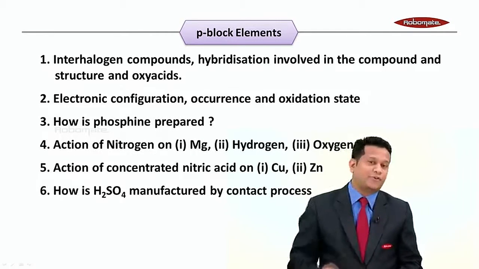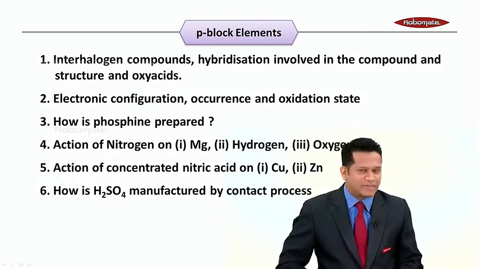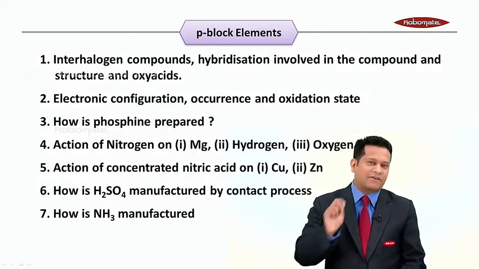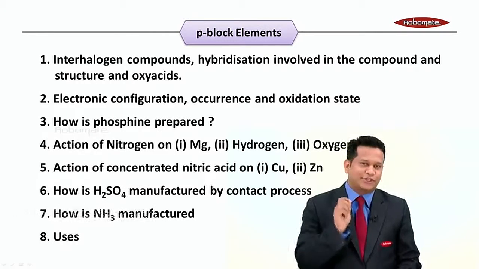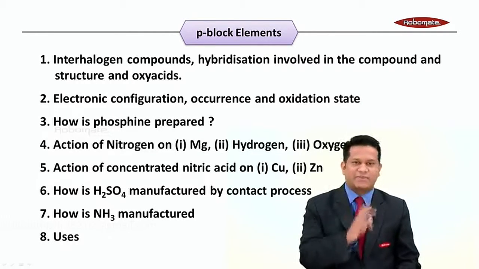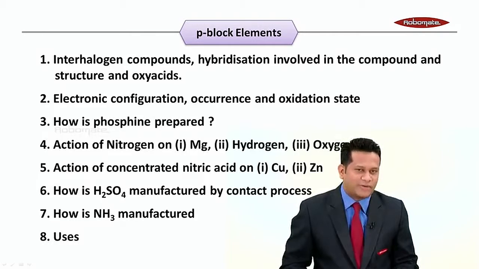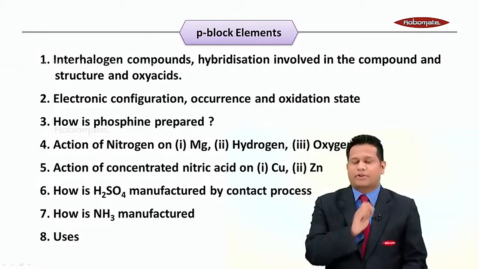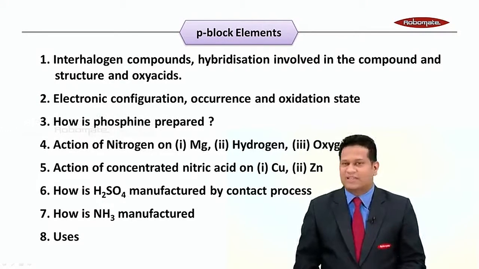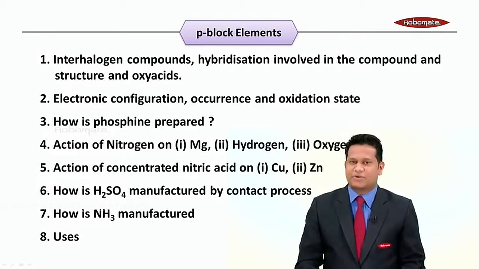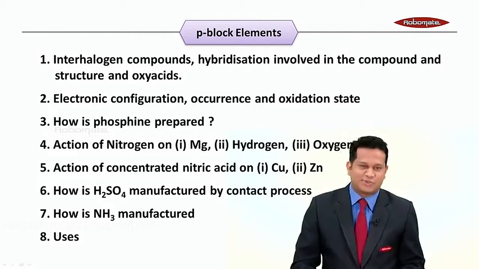how is H2SO4 manufactured by contact process, followed by how is ammonia manufactured, and followed by the uses of the elements in P block. These were the important questions from Chemistry Paper 1. In the next module, we'll discuss the important questions of Chemistry Paper 2. Thank you.